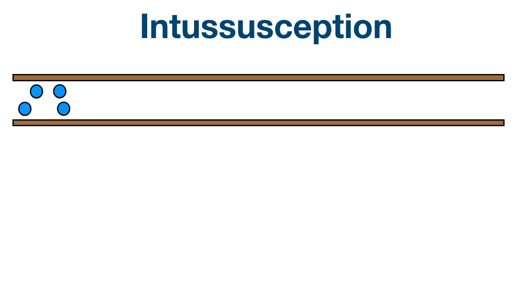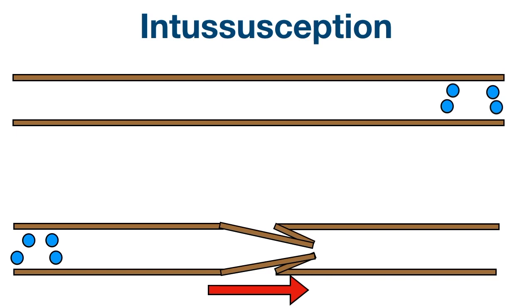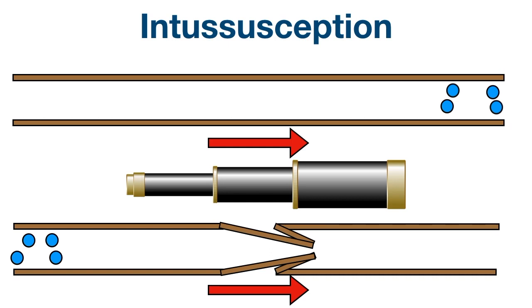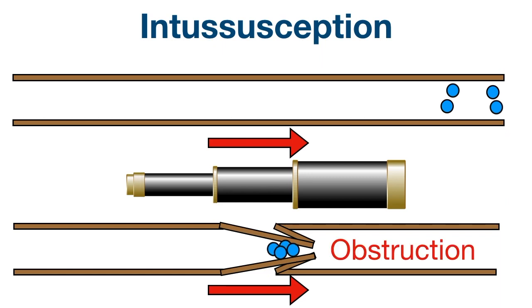Normally, the intestines are shaped like a tube, and content travels through the tube with no problem. During intussusception, a part of the intestine folds in on itself at a more distal segment downstream. This is called telescoping because it folds in on itself like a telescope. Content will now have a harder time passing through the intestine, and this can lead to an obstruction.